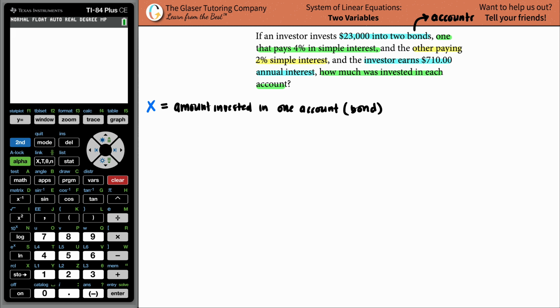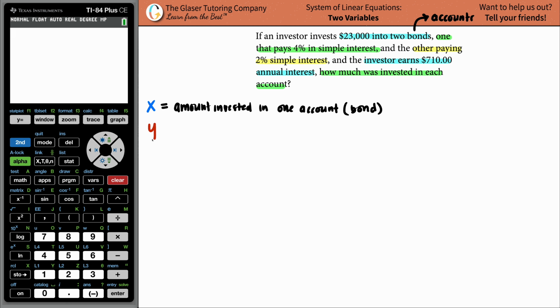So whether they invested $10,000, $5,000, the other one has to be another variable. Now, I can't say X again because if we said X for both of them, that means that it's an even split, 50-50. So half of the $23,000 was going in one account and half was going in the other. But I don't know that. They didn't mention that. So we can't label it X. We have to label it another letter.